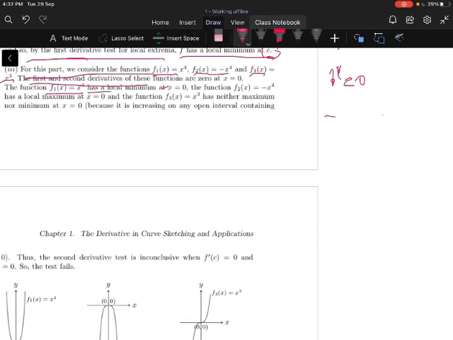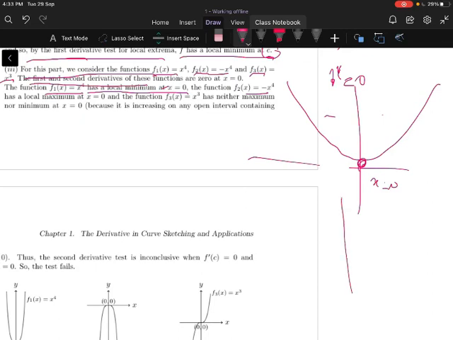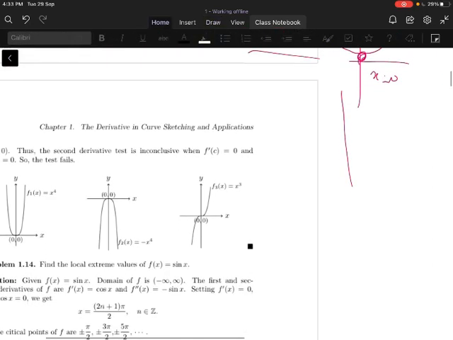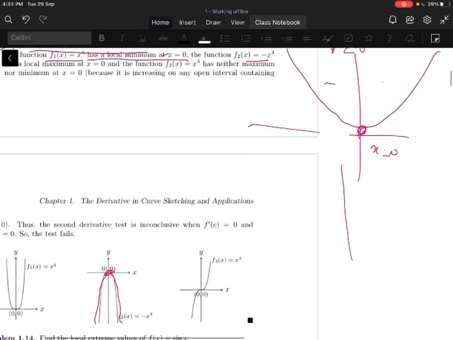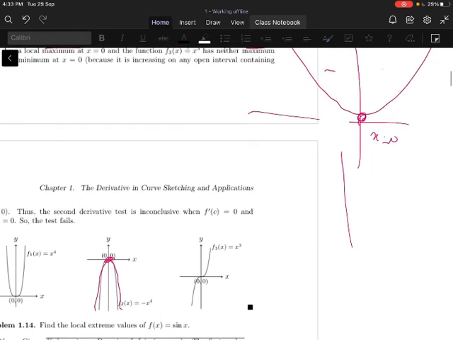The function f1 of x to the power of 4 has a local minimum at x equal to 0. The x to the power of 4 curve looks like this, as we can observe. So this curve has a local minimum at x equal to 0. Then similarly, for the function f2 of x equal to minus x to the power of 4, the curve is written here like this. So this function has a local maximum value at x equal to 0.